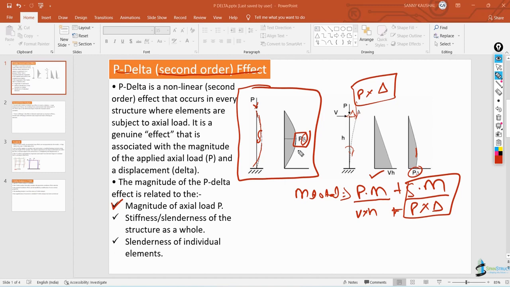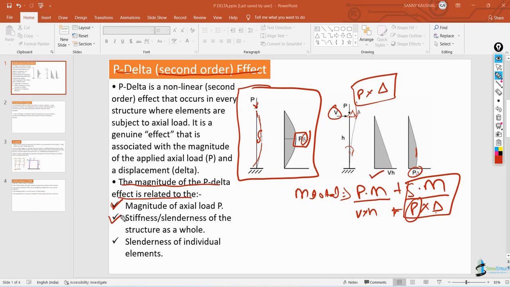This small delta we do not consider in our design. We actually ignore this P multiplied by small delta. We consider only the big delta, which is caused by the lateral forces here. Now the magnitude of the P delta effect is related to the magnitude of the axial load. So if the axial load is more, then the P delta effect will also be more, because P multiplied by delta is a second order moment. So how much P there is, on the basis of that the P delta will also depend.